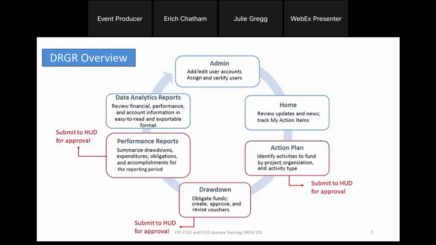So here's a basic flow chart of how the DRGR system works. If you start at the top here with the admin module and go around to the right, the first thing we'll need to do is create and add users to the system. As you set up your grant agreement and your SF-424s with HUD, you will be established with at least one user, which will at least initially be established as your local administrator. And then I'll go through momentarily how you can add additional users and provide user permissions for additional staff.